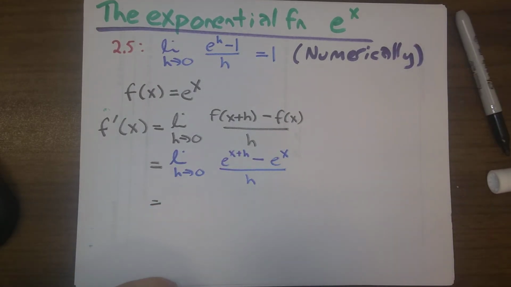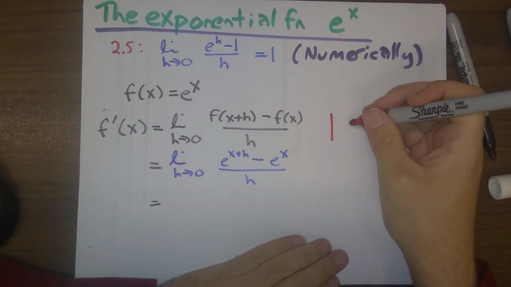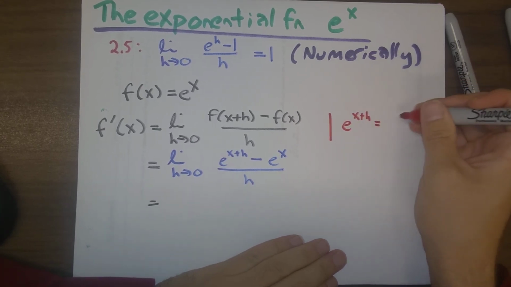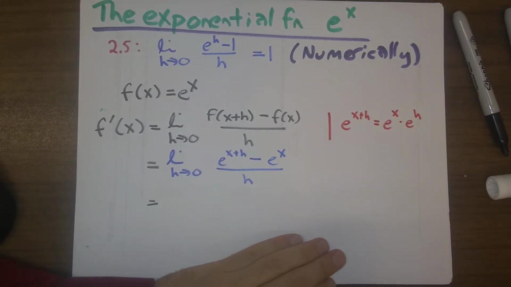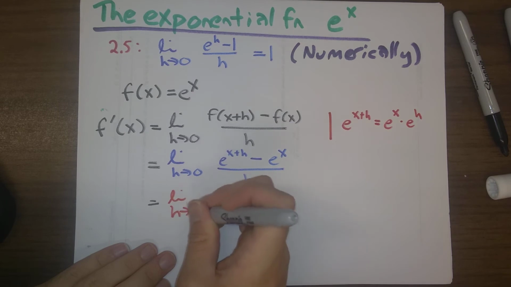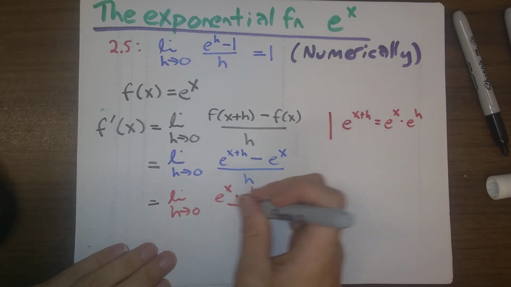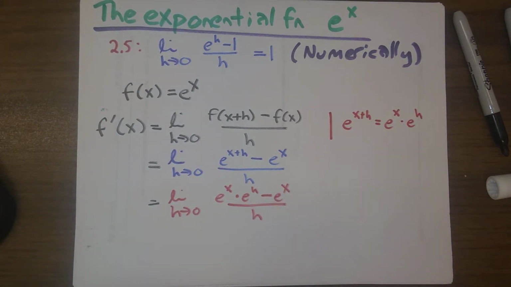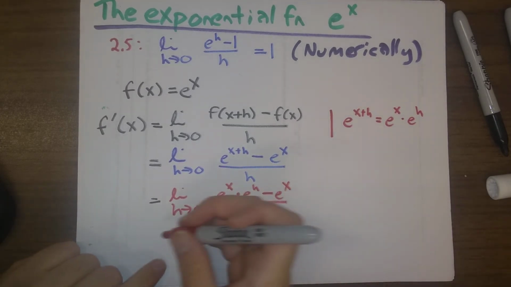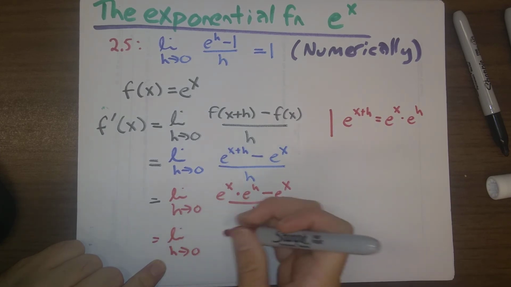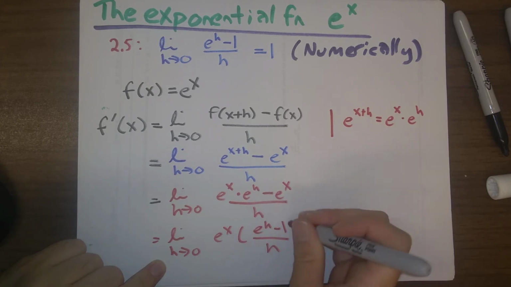And so now if we rearrange this a little bit, side note here, let's remember our exponent rules. E to the x plus h, we can rewrite as e to the x times e to the h. So let's do that: e to the x times e to the h minus e to the x, all of that over h. And so now we've got factors of e to the x in the numerator. So let's factor that out: e to the x times e to the h minus 1, all of that over h.